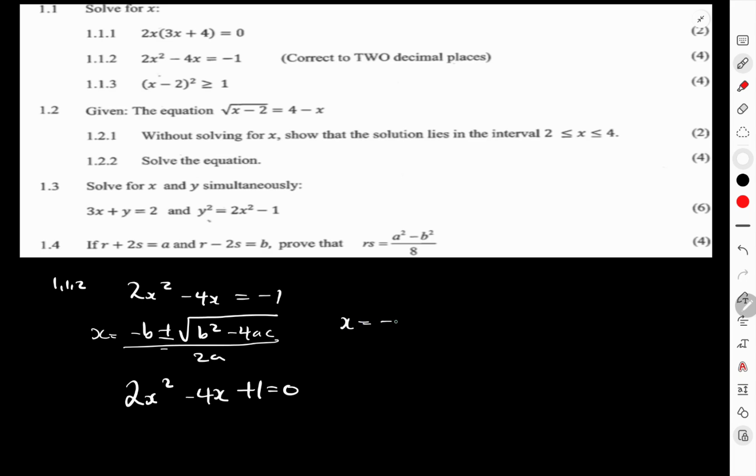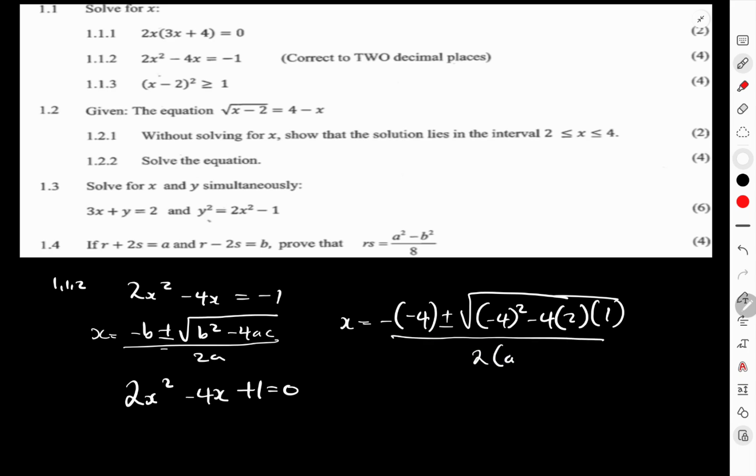I'm going to have x equals negative. What is our b value? It is negative 4, plus minus the square root of b squared, our b is negative 4 squared, minus 4. What is the value of a? It is 2. What is the value of c? It is positive 1, all divided by 2a, right? So our 2a is also 2. The coefficient of x squared is our a value, the coefficient of x is our b value, and the constant is our c value. So you simply substitute your a being 2, your b being negative 4, and your c being positive 1.